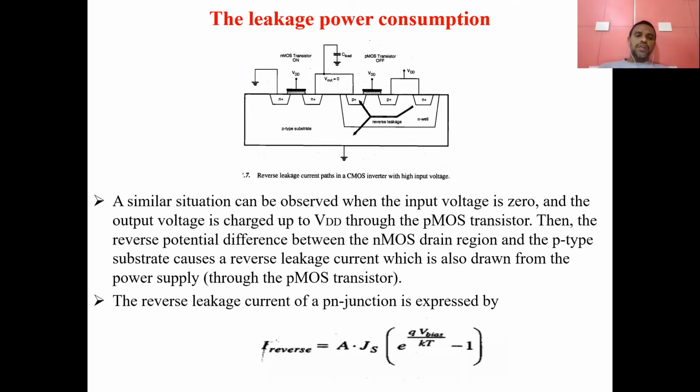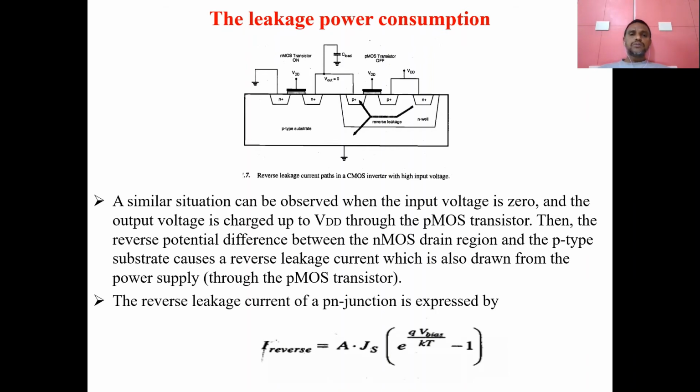Here we have the formula for the reverse leakage current of a PN junction, expressed as I reverse is equal to A into JS into (e power q V bias by KT minus 1). Here A is the area of cross section, JS is the current density, q is the charge of the electron, V bias is the biasing voltage, K is the Boltzmann's constant, and T is the temperature. So this is the reverse saturation current or reverse leakage current provided by the PMOS and NMOS when they are in off condition.